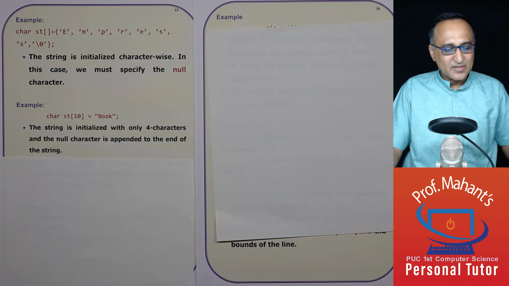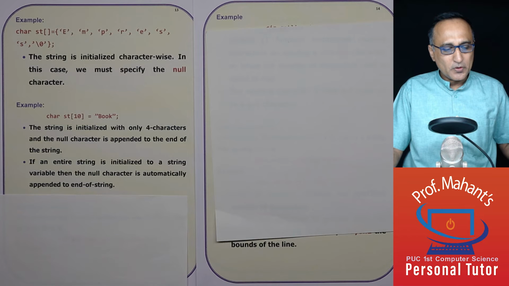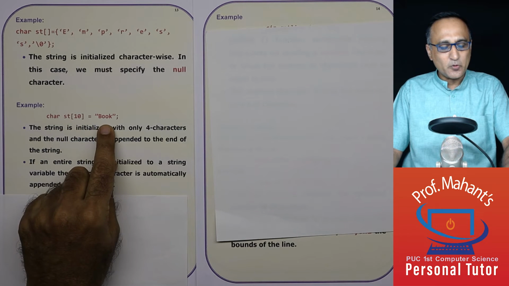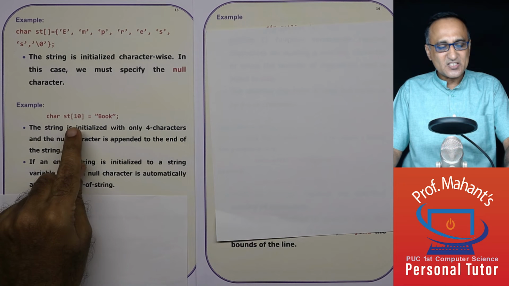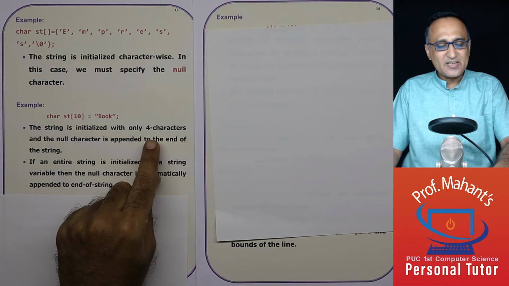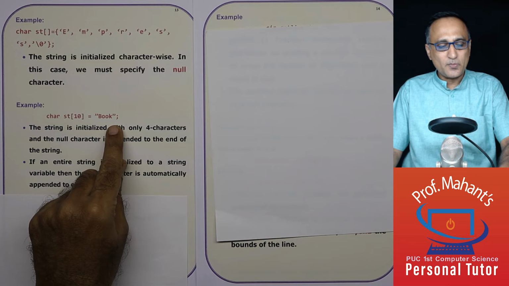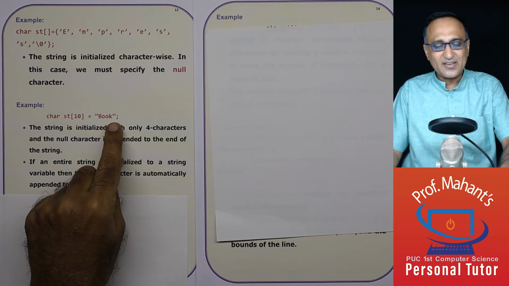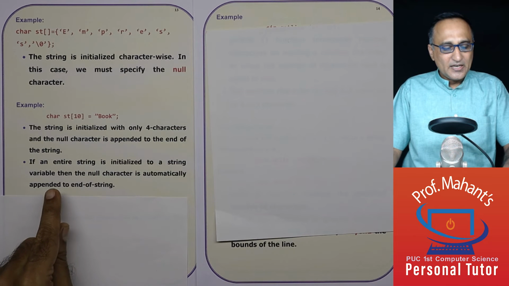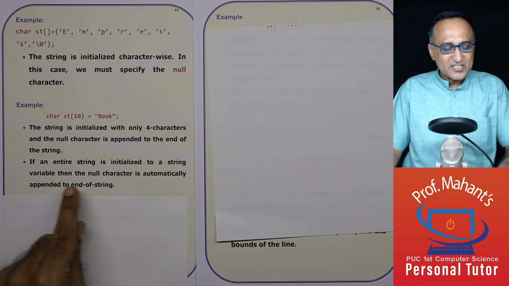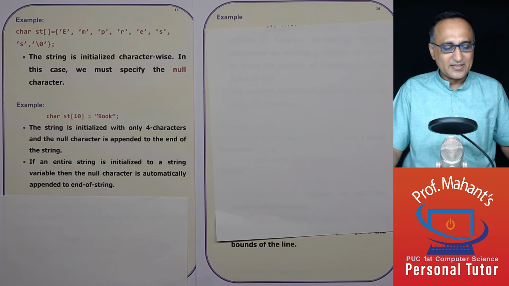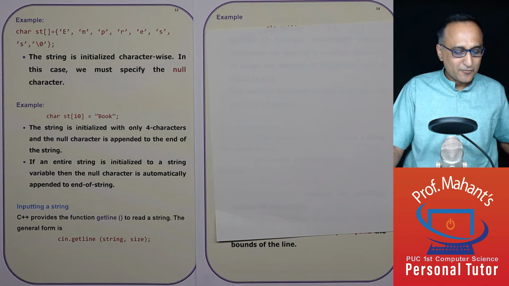Now take a look at what I'm trying to do here. I have defined st as an array of size 10 initialized with book. So this is a string type of data. It is initialized with 4 characters, book. Then the null character happens to be the fifth character, which is added after k. Now, if the entire string is initialized to the string variable, the null character is automatically added. Here I am not adding the null character. The compiler adds it for me.